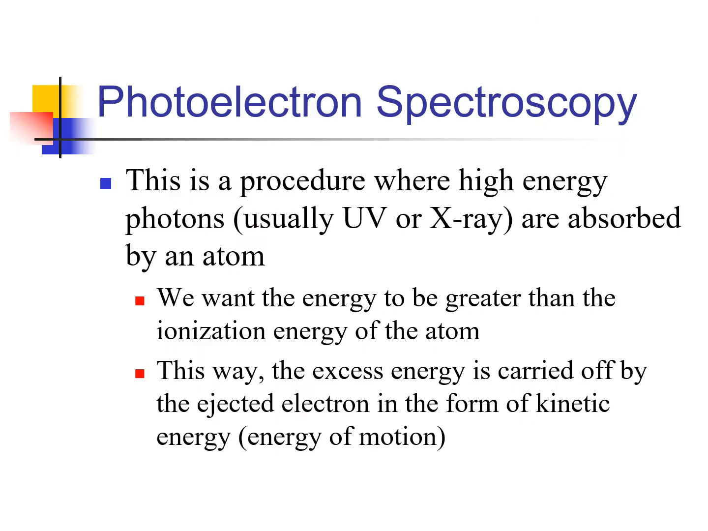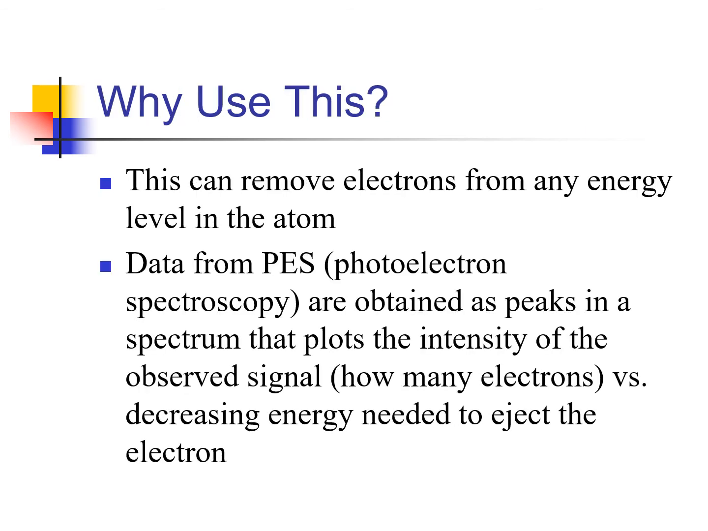Now, photoelectron spectroscopy, also called PES. This is a procedure where high energy photons, usually ultraviolet or X-ray, are fired at an atom and absorbed. Basically we want the energy of these waves to be greater than the energy needed to ionize that atom. That way there's extra energy for those ejected electrons to be carried off in the form of kinetic energy as they fly away. Now, why do we worry about photoelectron spectroscopy? Because it's on the AP test. That's really it. One of the guys who wrote the curriculum for AP Chemistry, this was his baby and pet project, and that's why it's on the AP test.